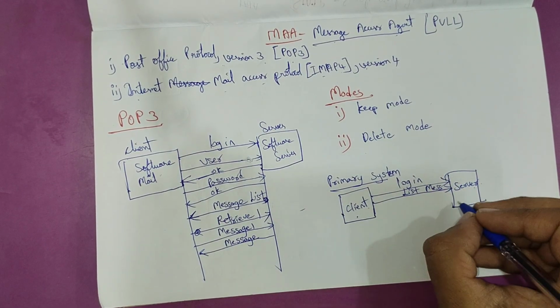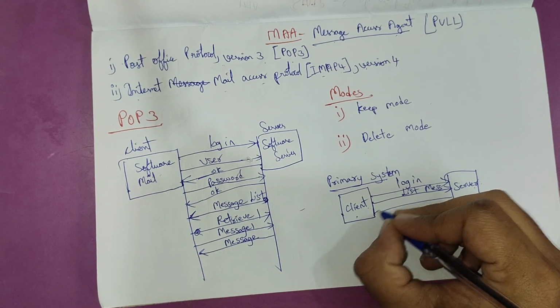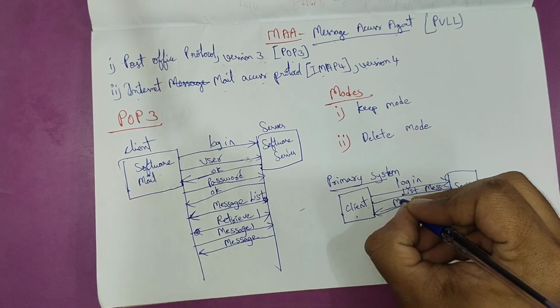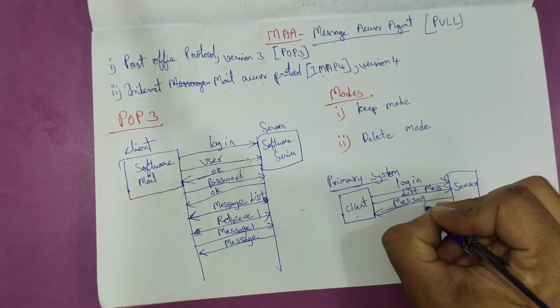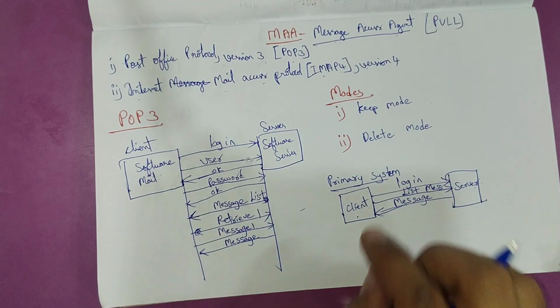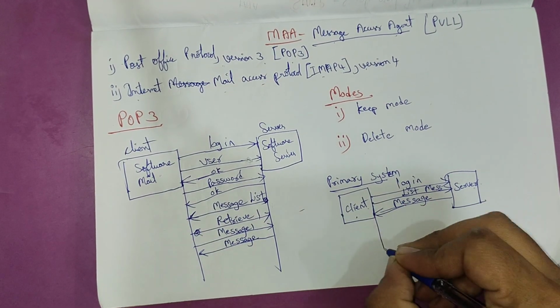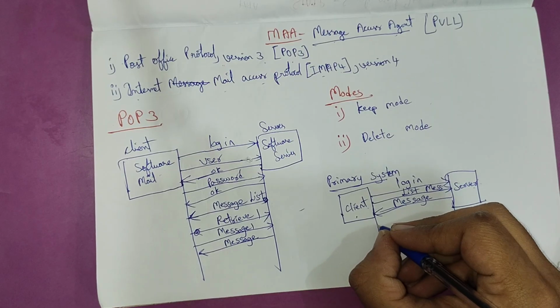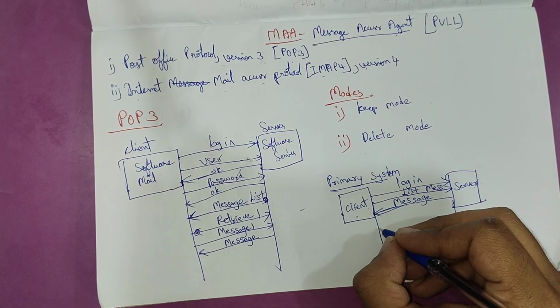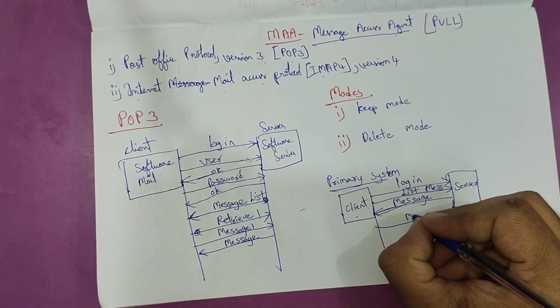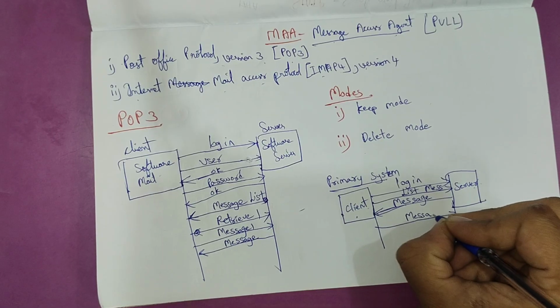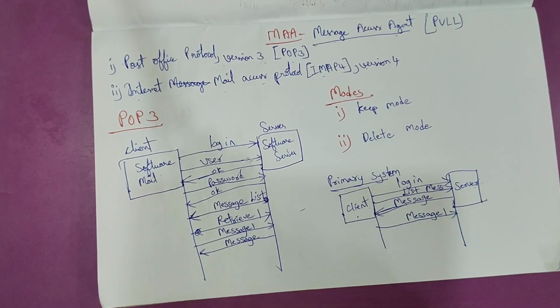What is going to happen, the server is going to send all the responses, whatever the list of messages are there. All the list of messages or mails will be visible to the client. After the client gets visibility, he is going to open the mail. He is going to open one mail called mail 1 or message 1. He is opening message 1.